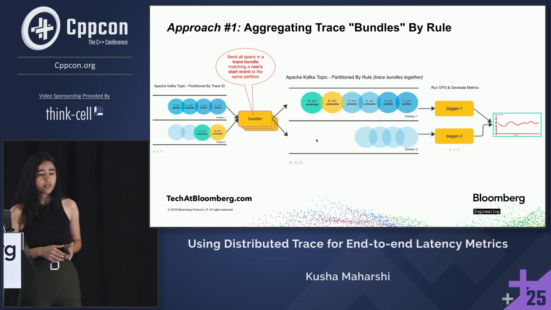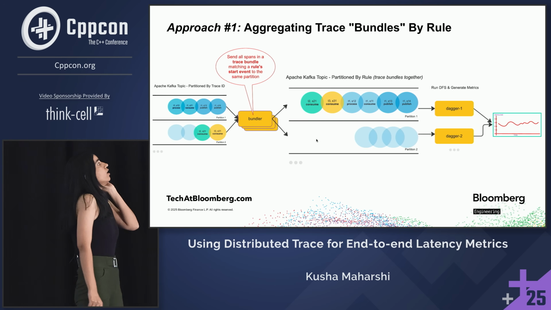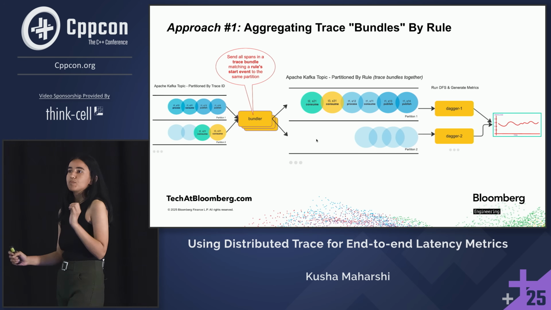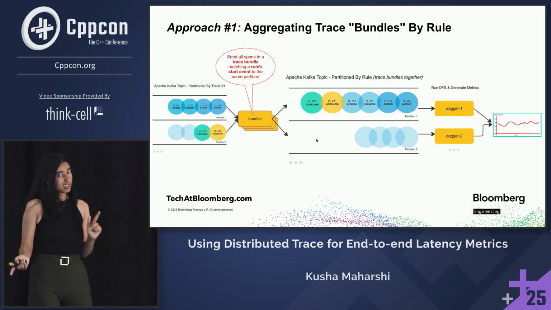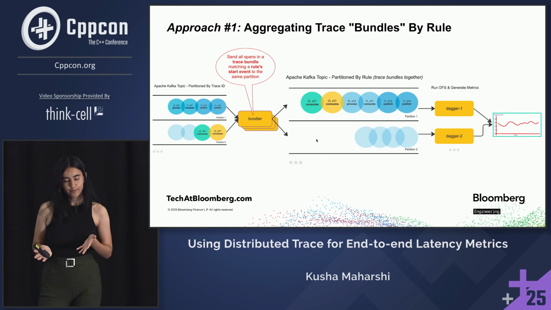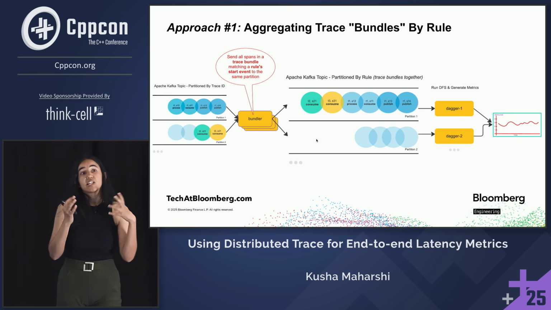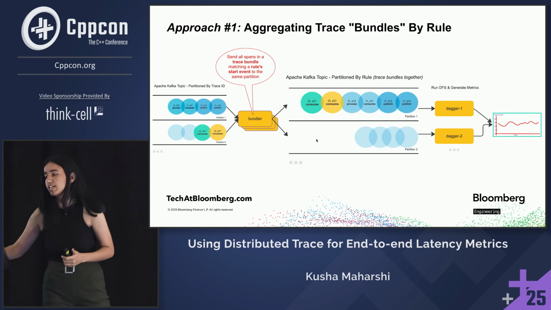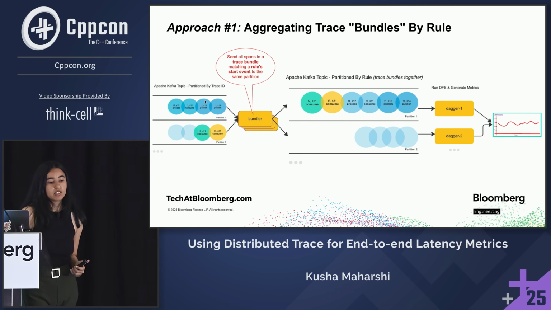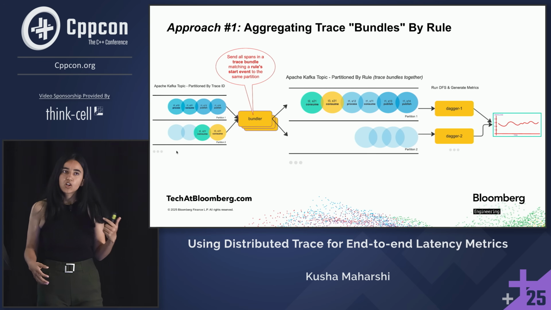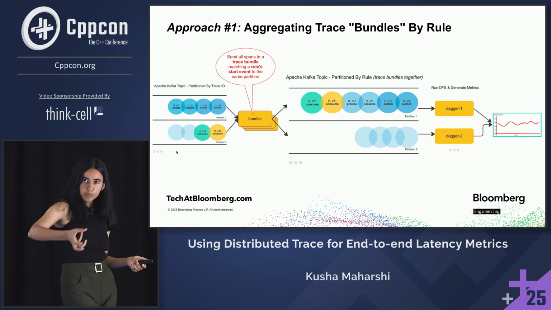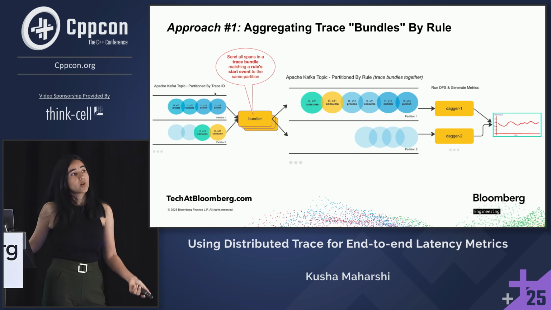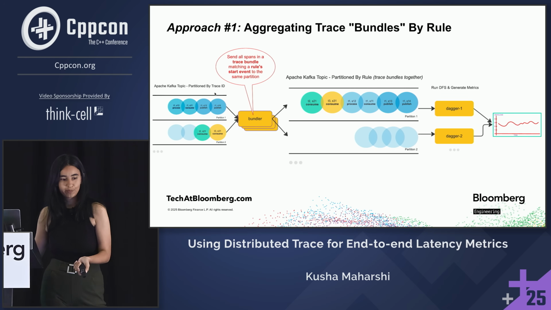Okay, so with that, let me get into approach number one, and that is aggregating trace bundles by rule. What does that mean? We just talked about what a trace bundle is, which is all of your traces connected with each other through fan-ins. I'm going to start off at this Kafka topic right here, which is partitioned by trace ID. Recall in that initial diagram we had this partitioner service, which led us to this topic partitioned by trace ID, guaranteeing all spans from the same trace ID end up together.